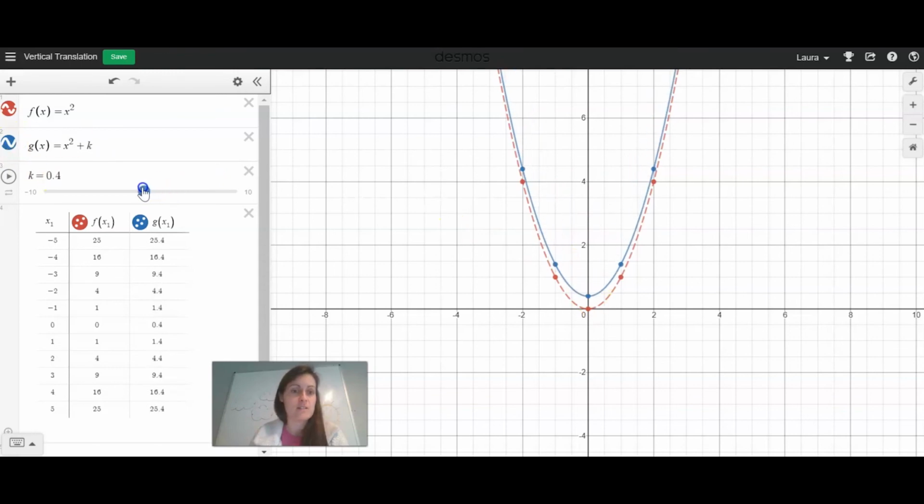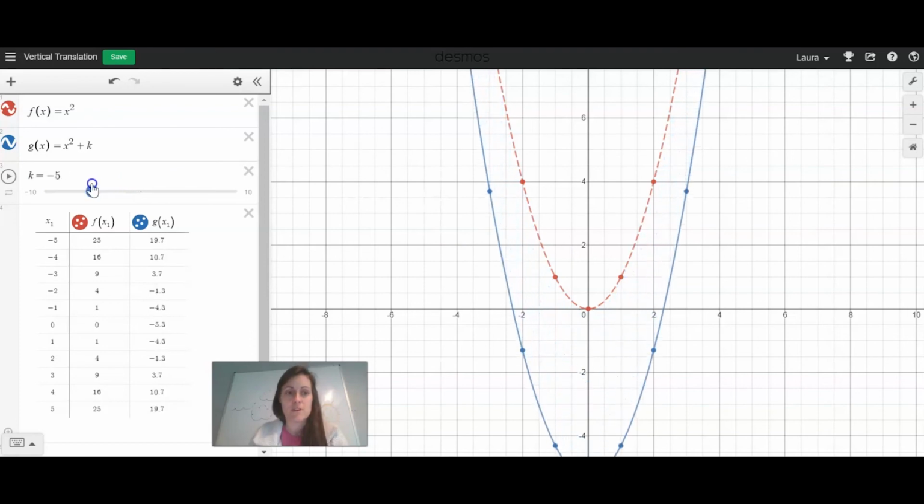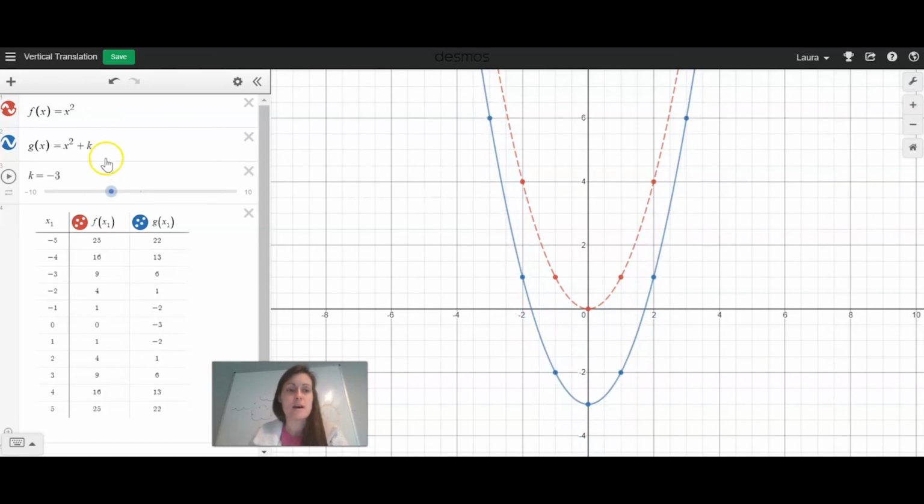So now let's take a look and see what happens when k is negative. Here's what happens when k is negative. If the value of k is negative, it's shifting the graph down from the graph of f of x.